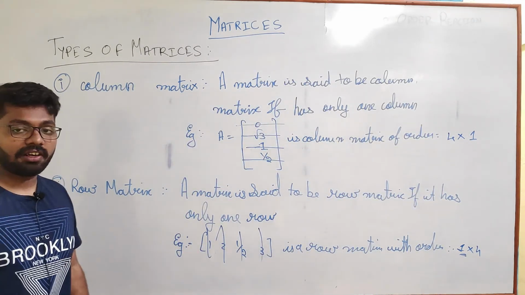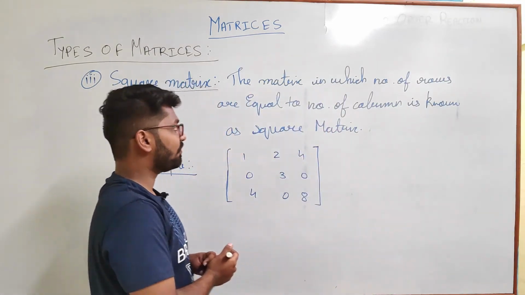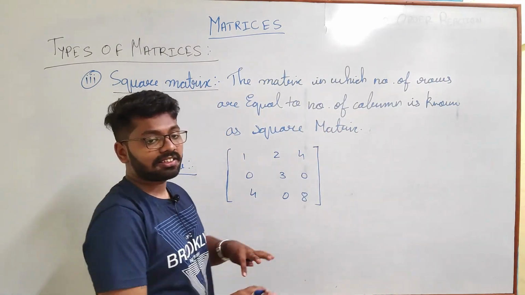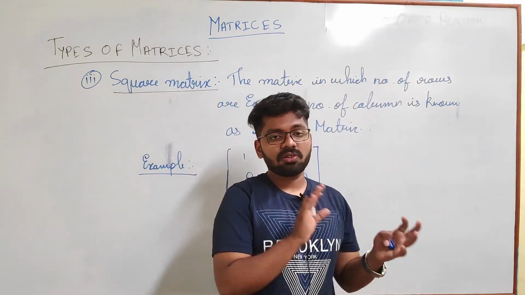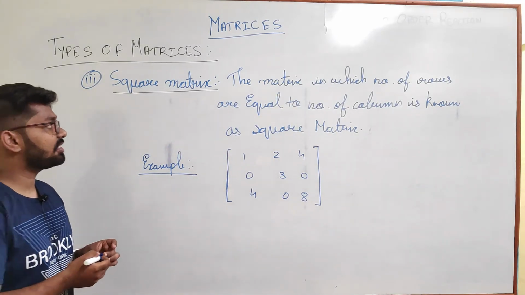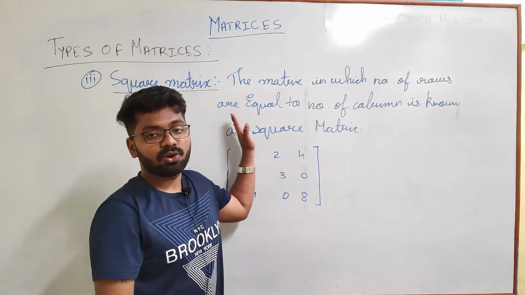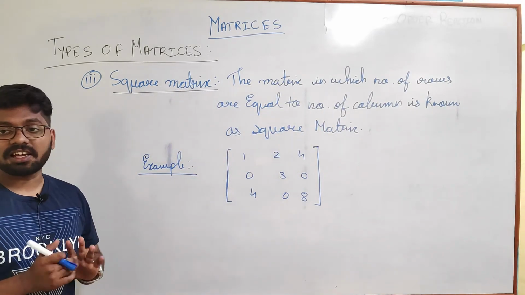So that is 1 into 4. Okay. So let us see the third part of the types of matrix, that is square matrix. A matrix is said to be a square matrix if it has the same number of rows and the same number of columns. That is what the definition says: the matrix in which the number of rows and columns are equal. So keep this aside, we'll see an example first.